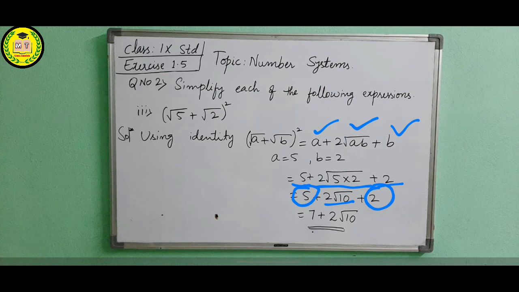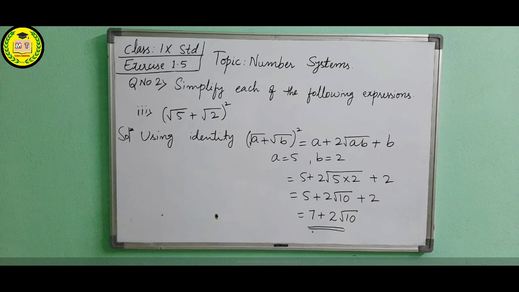We cannot add 7 plus 2 as 9, because they are not like terms. If it were 7√10 plus 2√10 we might have added, but one has the square root and one does not have the square root. That's why we cannot multiply and we cannot add them. That's why it becomes 7 plus 2√10.